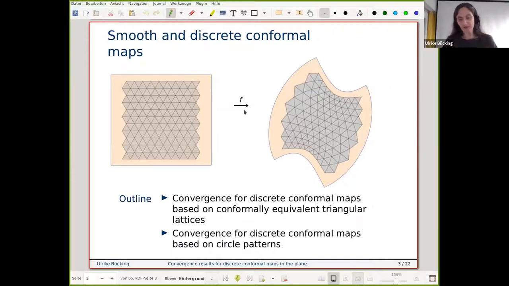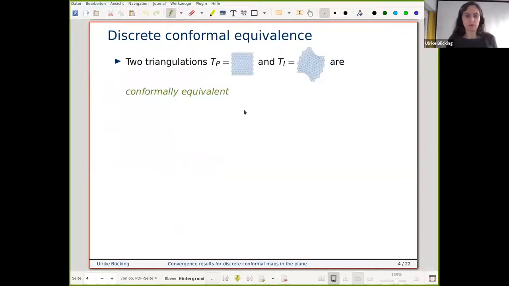So let's get started. I will first remind you what conformally equivalent triangulations are. My viewpoint is that I first want to discretize my pre-image domain, and for this, I take a triangulation in the first part. As you might have guessed from the picture on the previous slide, I'm only concerned with conformal maps in the plane. So we just stay in the plane, and for simplicity, I will also be happy with a simply connected domain, a very easy, simple topology.